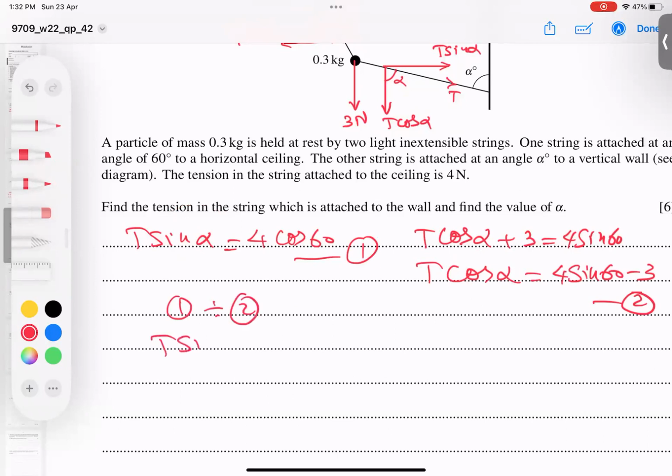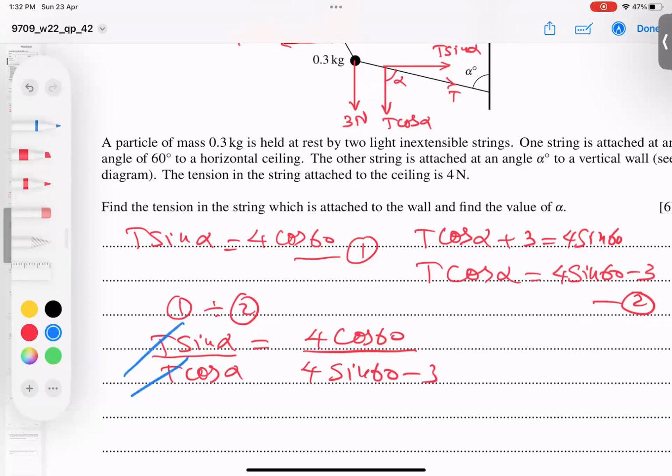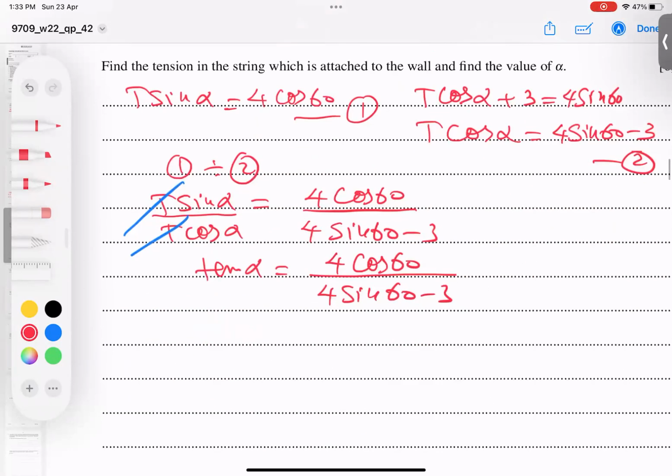So T sine alpha, keep it up, and T cos alpha, keep it down. I hope the point is very clear. The tension cancels, sine over cos gives you tan alpha, and 4 cos 60 over 4 sine 60 minus 3. So in this way, I can find alpha.